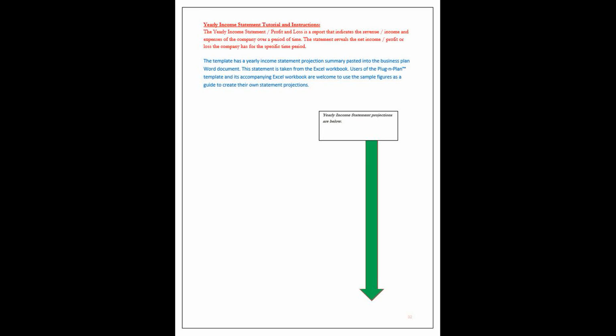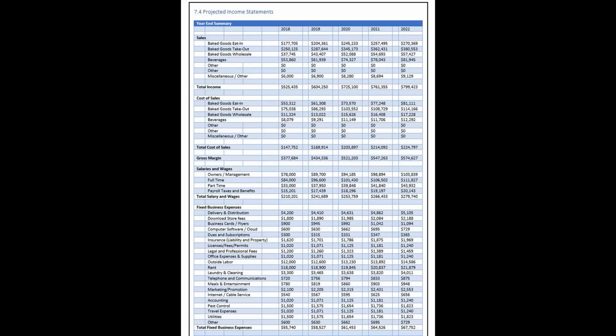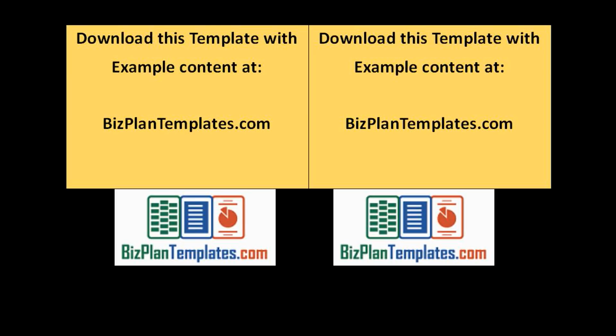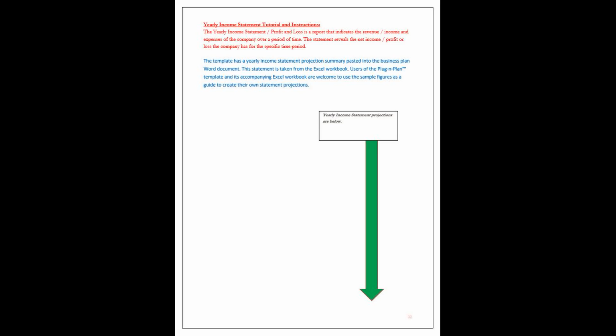Yearly Income Statement Tutorial and Instructions. The Yearly Income Statement and Profit and Loss is a report that indicates the revenue and income and expenses of the company over a period of time. The statement reveals the net income and profit or loss the company has for the specific time period.